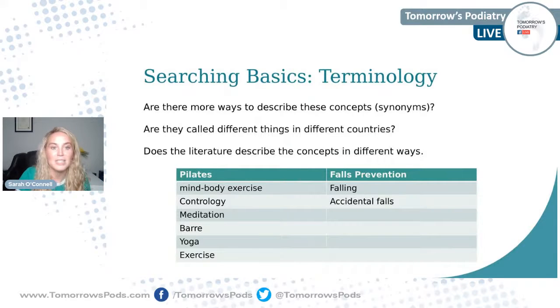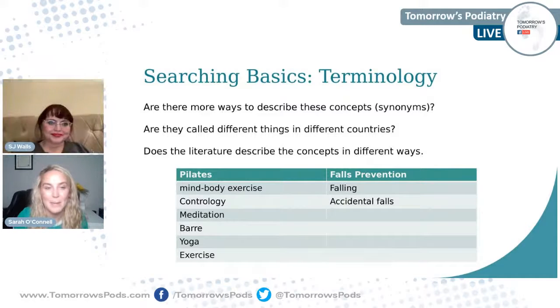So for example, are there a couple of more ways to describe Pilates? A paper might be discussing Pilates, but have used a different term, or synonyms. So that's one thing we need to think about. And then think, are they called different things in different countries? Or does the literature describe concepts in different ways?